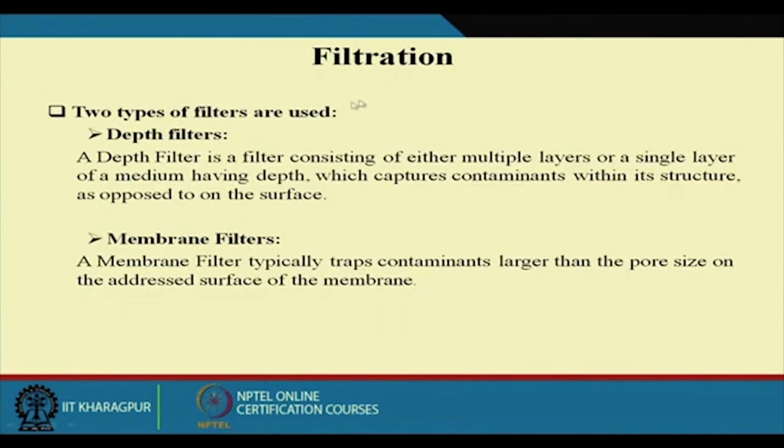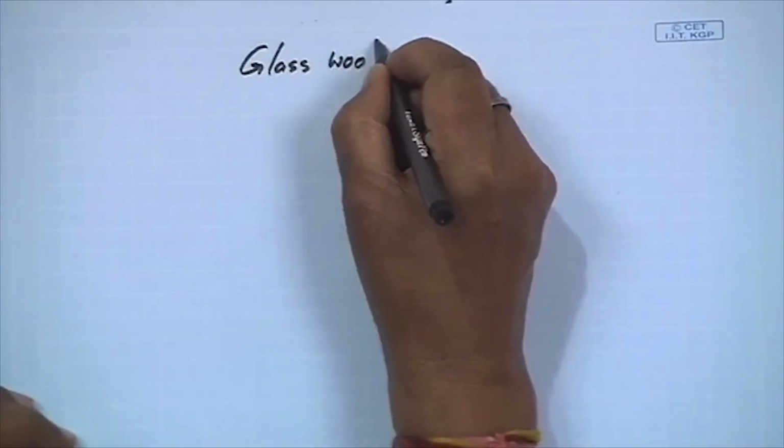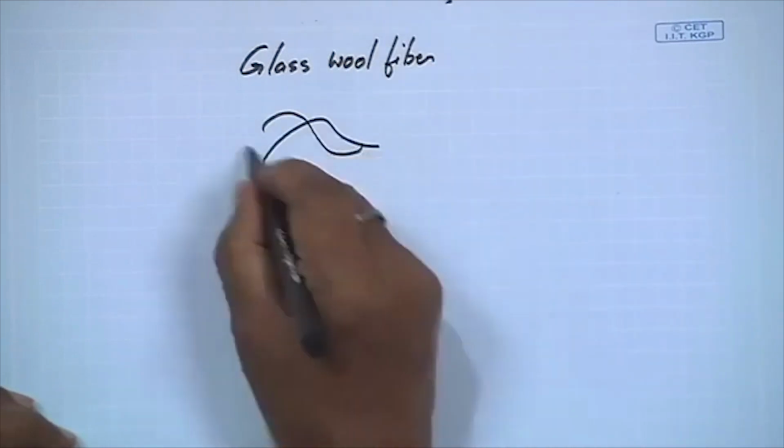Now for filtration, we use two types of filter. One is called the depth filter and the other is the membrane filter. A depth filter is a filter consisting of either multiple layers or a single layer of media having depth, which captures the contaminants within the structure as opposed to on the surface. Let me give a very simple example. Suppose I say glass wool fiber. Now glass wool fiber looks like this.